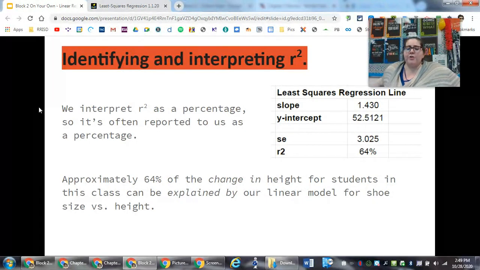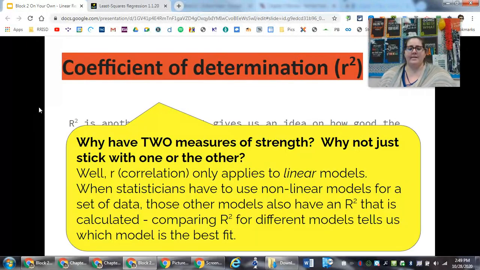If shoe size was the only thing that explained change in height, then our R squared should be 1, 100%. 100% of that change in height would be due to shoe size, right? But that's not really true. A lot of things go into how tall we are besides just our feet size. It's not that consistent.